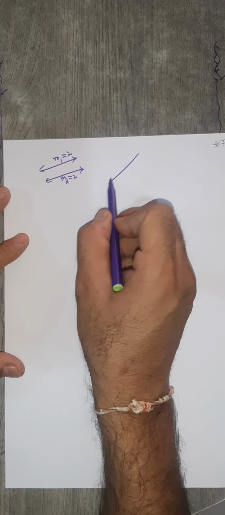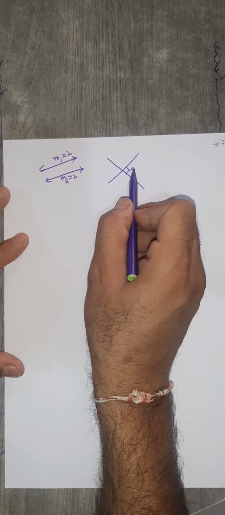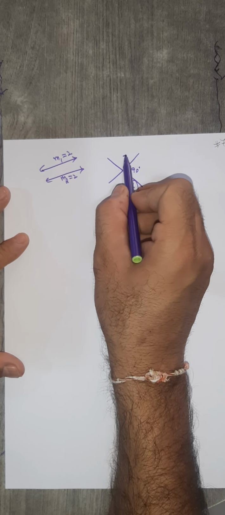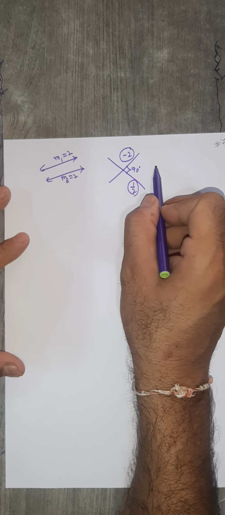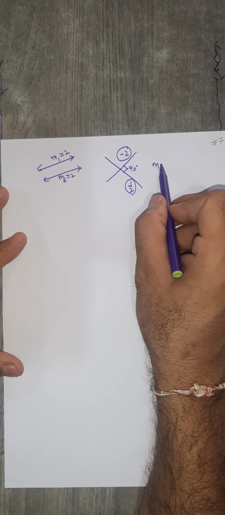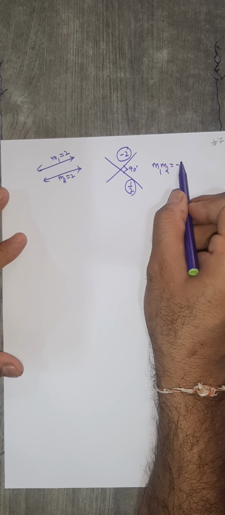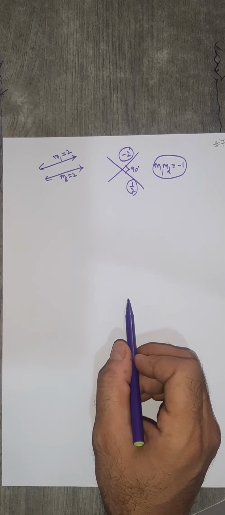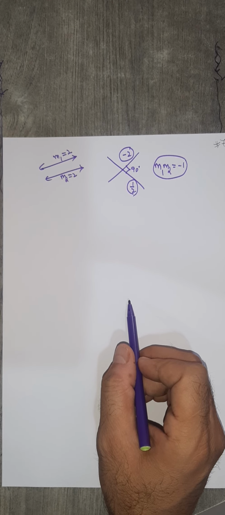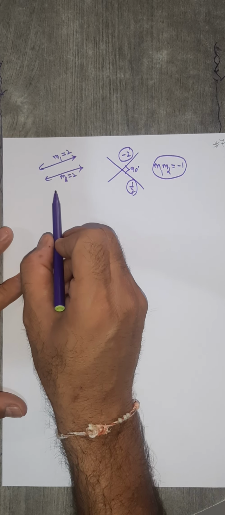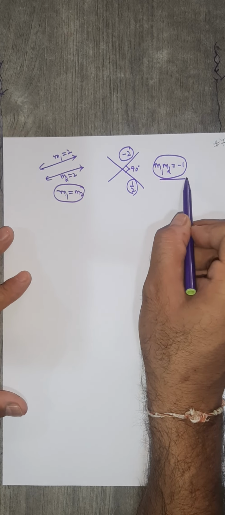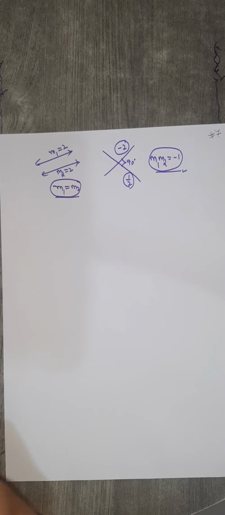Fine. If I have lines like this making a 90 degree angle, if the slope of this one is 1 by 2, then this one has to be -2. So here the condition is m1 into m2 equals -1. The product of the slopes should be -1 if two lines are perpendicular. What about there? Slopes are equal. Here the product equals -1, there the slopes are equal. Okay, we use it effectively in exercises.